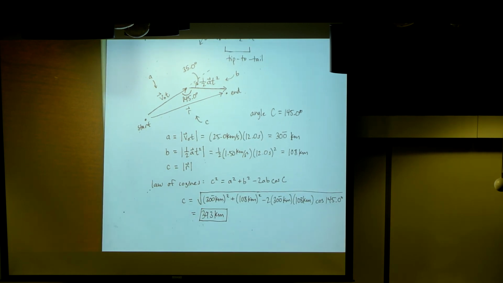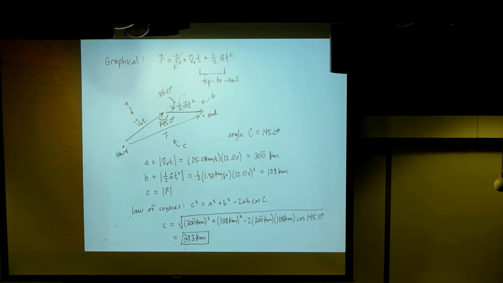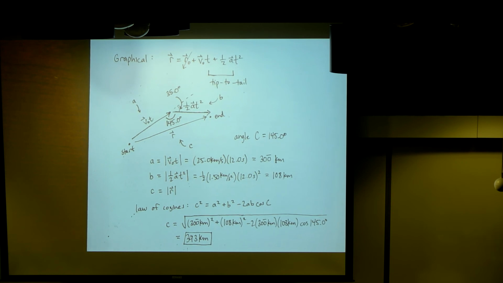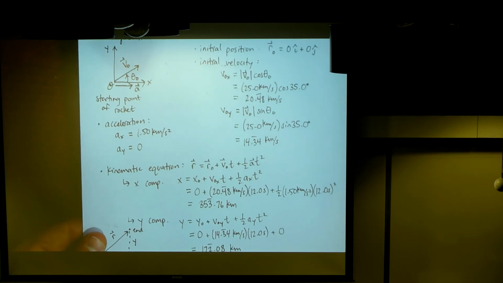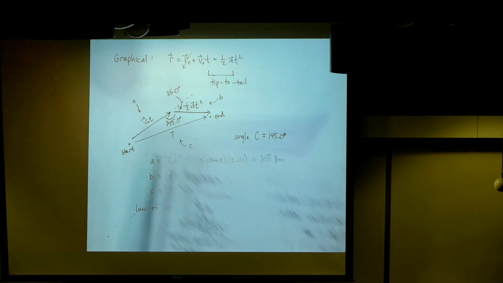Okay. So that's the graphical way to do this problem. This is the algebraic way. I mean, it looks like we did slightly more work if you're just counting the length of the page, right? With the algebraic way. Which one did you prefer?